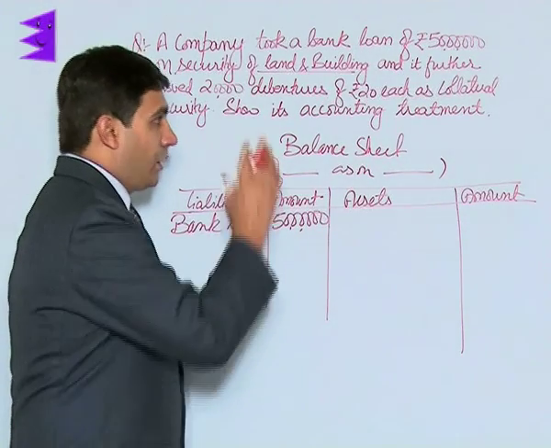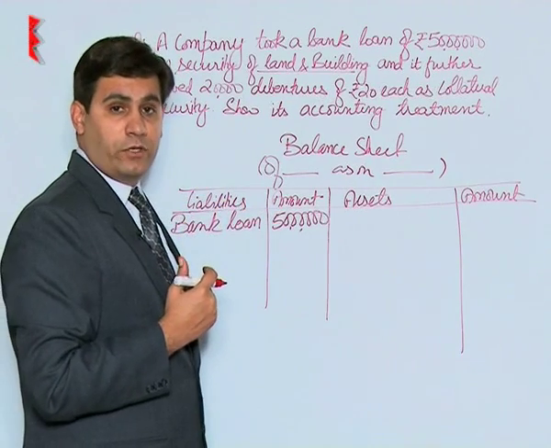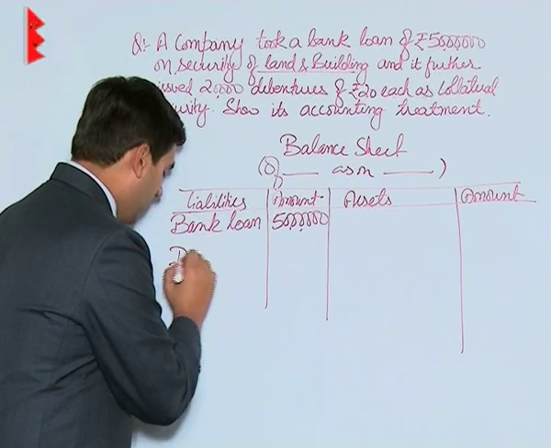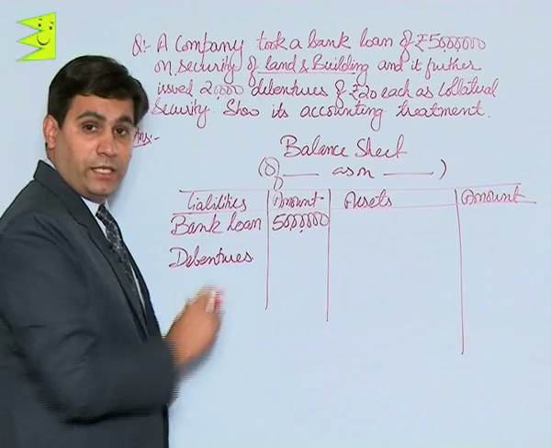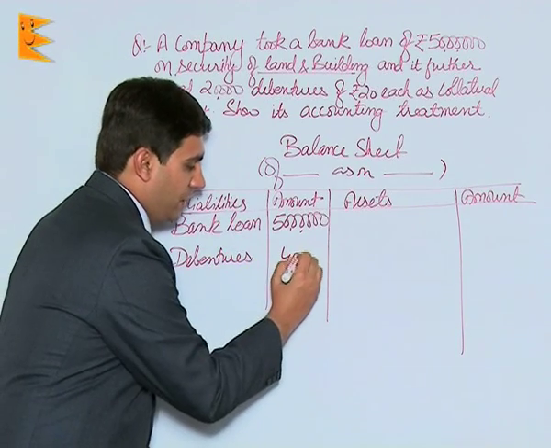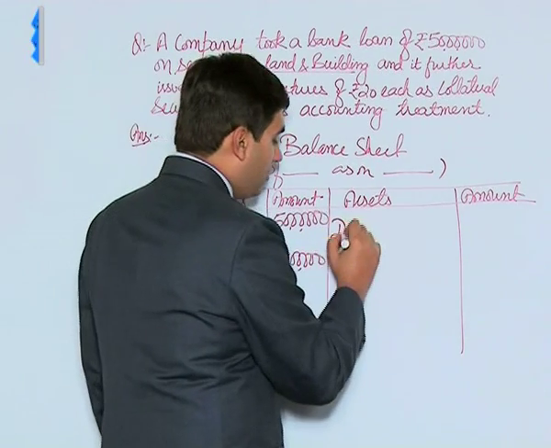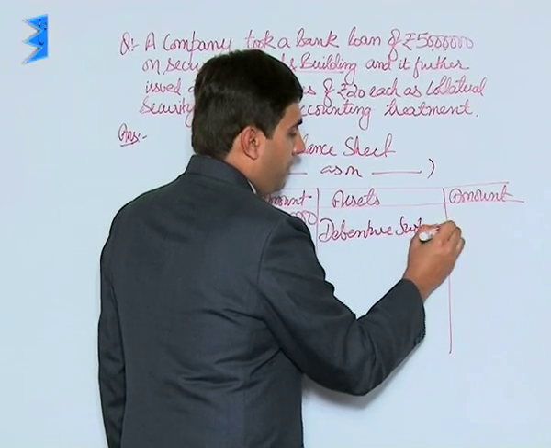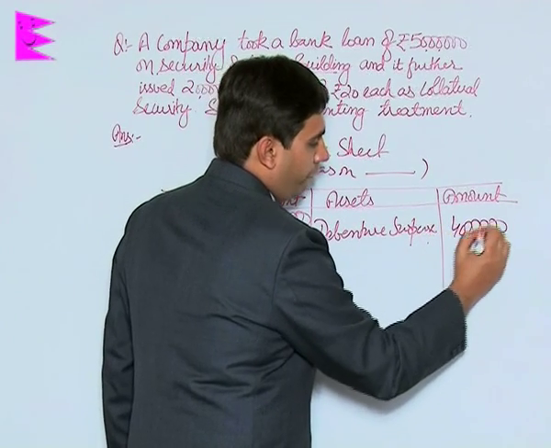Now students, we have issued debentures as collateral security, and for that we have passed a journal entry. So there was debentures issued, right? So debentures are your liabilities. So under liability side, debentures will appear at the face value, that was rupees 4 lakh, and debenture suspense account will appear on the asset side for the value, that is rupees 4 lakhs.